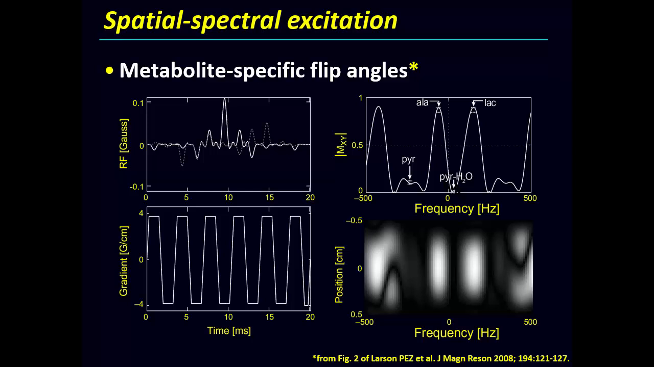And what we've done is design it so that we get low excitation at pyruvate, which is our feeding magnetization pool. And we get much higher excitation at downstream metabolites, in this case alanine and lactate. Down on the lower right, we just see a grayscale representation of the spatial and spectral properties of this pulse.